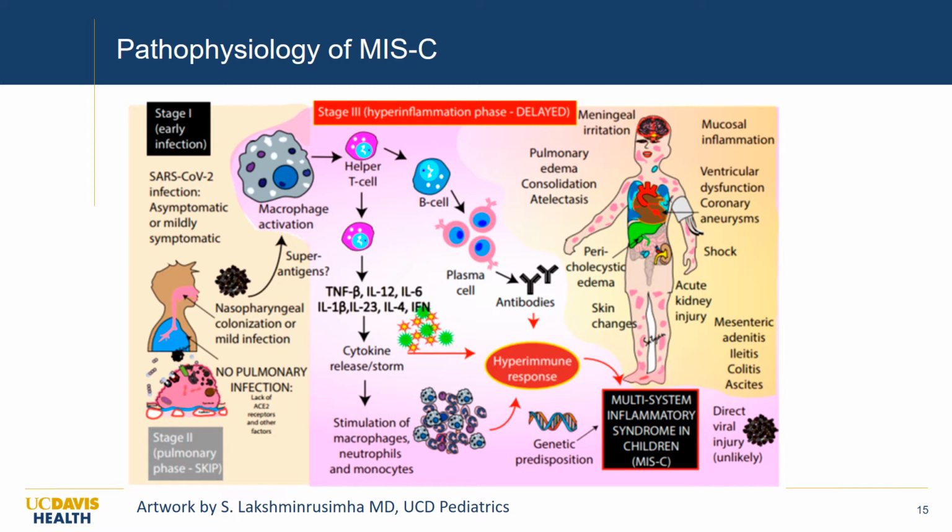However, we think that there likely is a genetic predisposition, and so there are certain children who have something underlying genetic, which then allows this immune response to happen if they happen to be infected with COVID. We think it's unlikely that it's direct viral injury that's resulting in what we see in MIS-C.